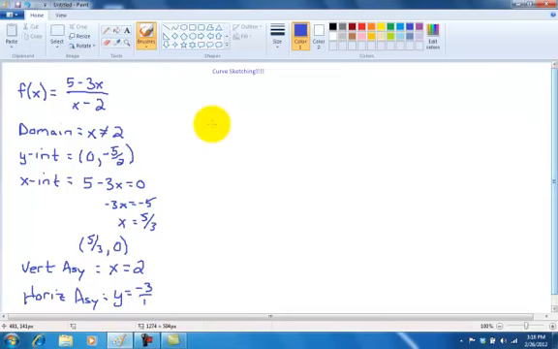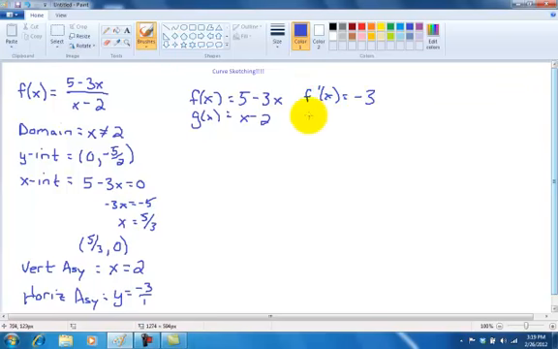Alrighty, now after we find our vertical and horizontal asymptotes, the next step would be to take the first derivative of the function so that we can find our increasing and decreasing intervals, and then min-max, and so forth. So we're going to take the first derivative. I'm going to do a little bit of side work here. This is the quotient rule. I'll say my numerator is my f of x, my denominator is g of x.